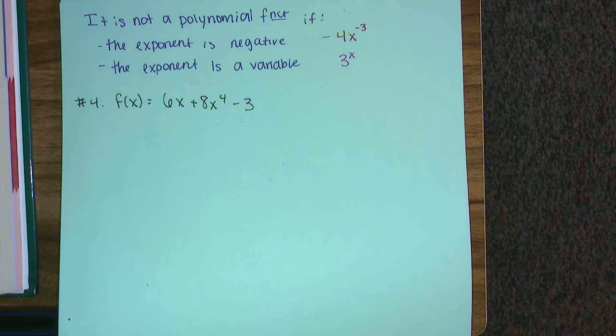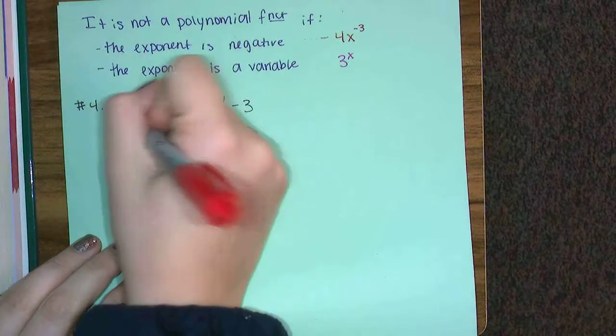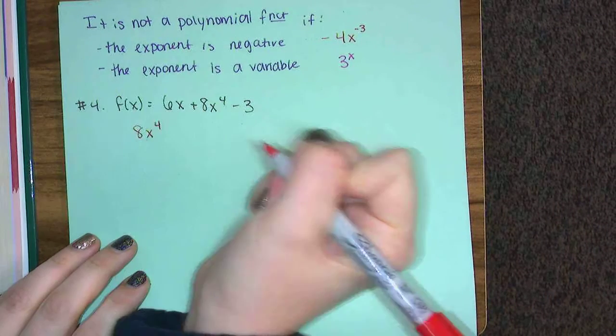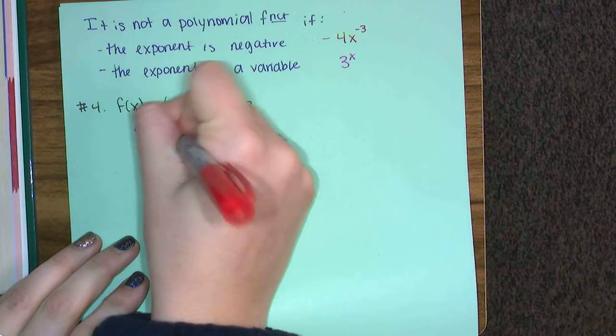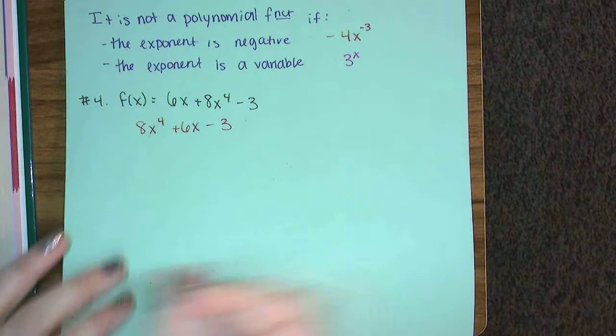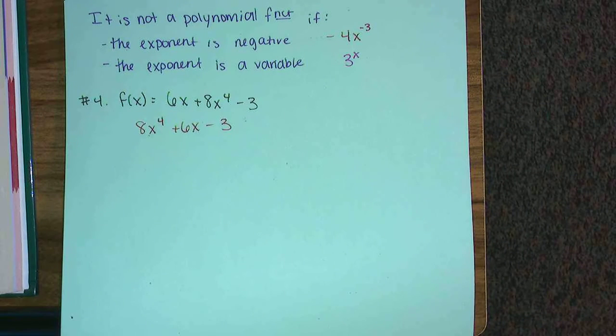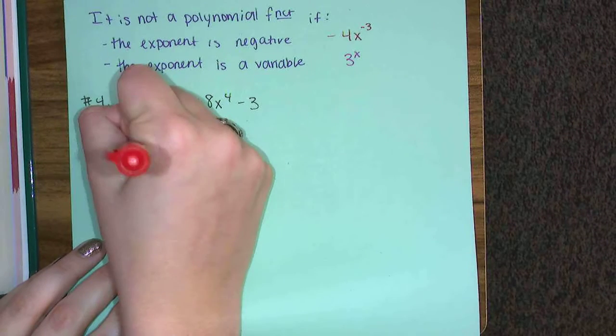Alright. So, what you should always do is write it in standard form. So, what is standard form? Okay, so this is now in standard form. Okay, and then it says to state its degree, type, and leading coefficient. So, ultimately, before we do any of that, is it a polynomial? Okay, yes, it's a polynomial.